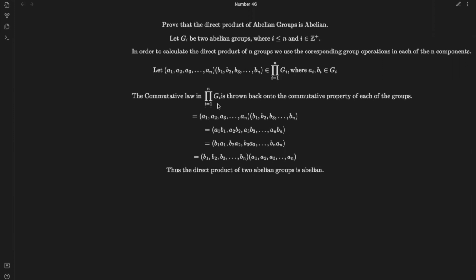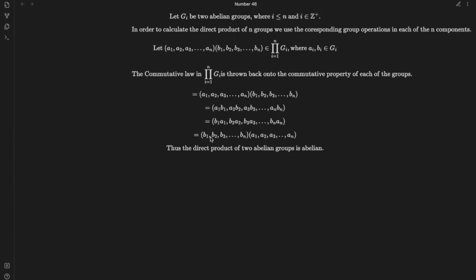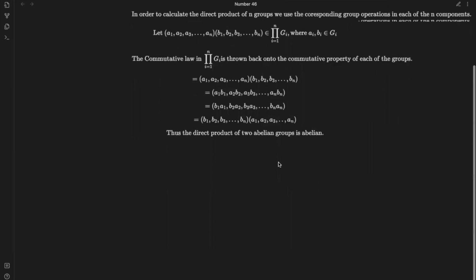The commutative law in the product is then thrown back onto the commutative property of each of the groups. We can see here that when multiplying through, (a1, b1), (a2, b2) is equal to (b1, a1), (b2, a2), all the way to an, because we know that both of the binary operations are commutative. Therefore, we can say that is the same thing as multiplying b1, b2 to bn and a1, a2 to an, therefore saying that the direct product of two abelian groups is abelian.